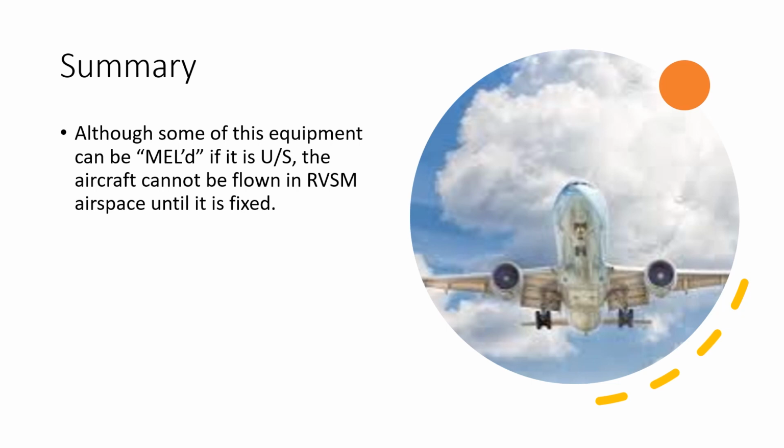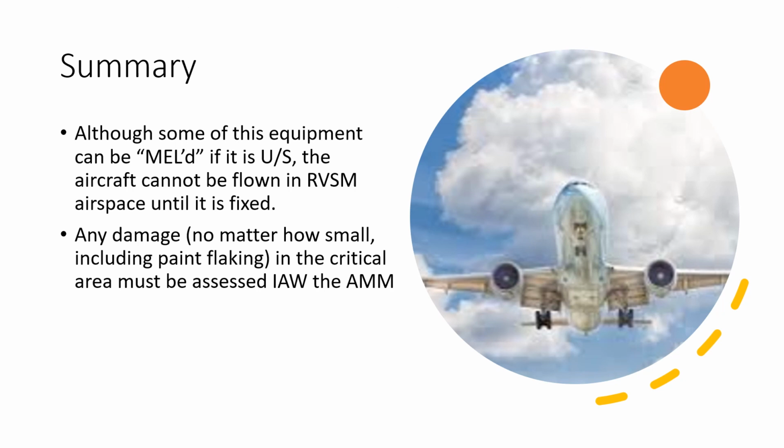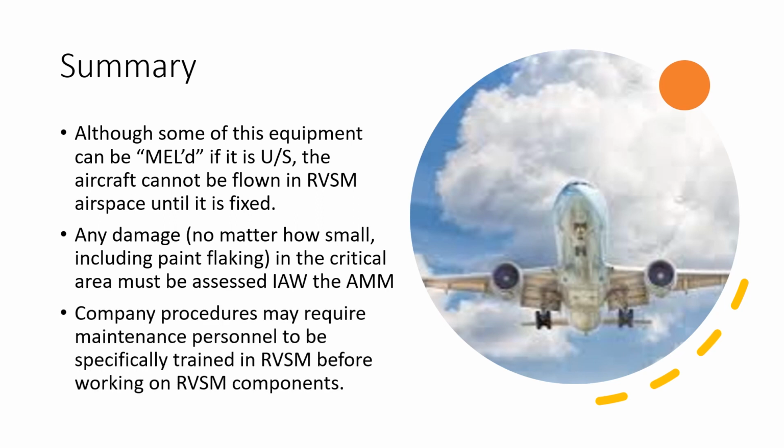Any damage, no matter how small, including paint flaking in the critical area, has to be assessed in accordance with the AMM. And company procedures may require maintenance people to be specifically trained in RVSM before they're allowed to work or certify on RVSM components. That's down to the organization's exposition and procedures. But every company will have a different way of doing things. So you just need to be aware of that. I believe also there is a requirement to do RVSM continuation training as well, but most companies will incorporate that into their normal continuation training.